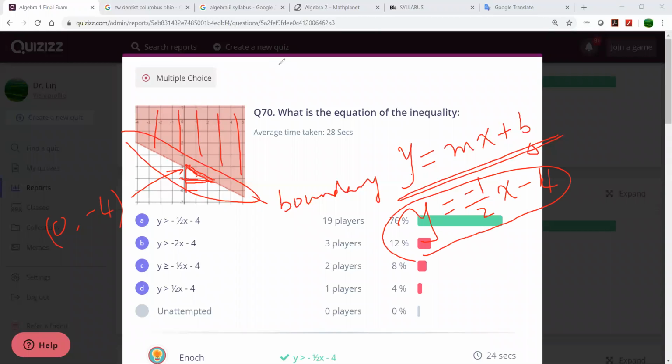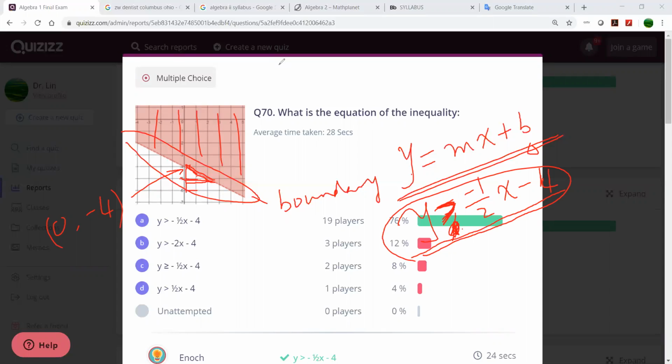So the top part of this boundary line, this one means it's greater. Is the boundary line a solid line or dashed line? This is a dashed line, right? A dashed line means it does not include the boundary line. So we don't need to add the equal sign here, right? We don't need the equal here.